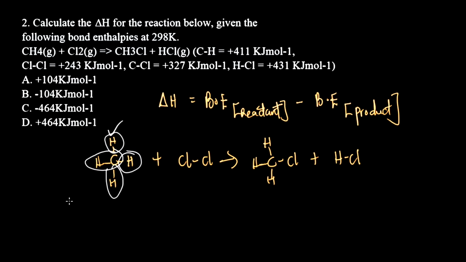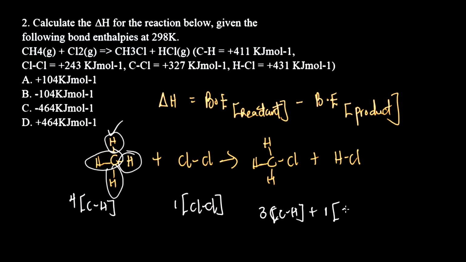So we have four CH bonds here. So we have one Cl bond here. So here also we have three CH bonds, right? And then one CCl bond. So for this also we have just one HCl bond, right? So let's do for the reactant first.